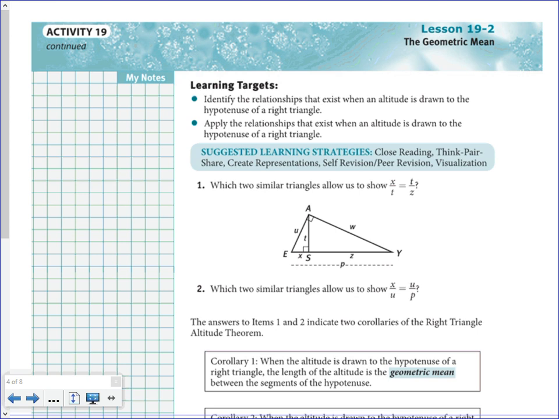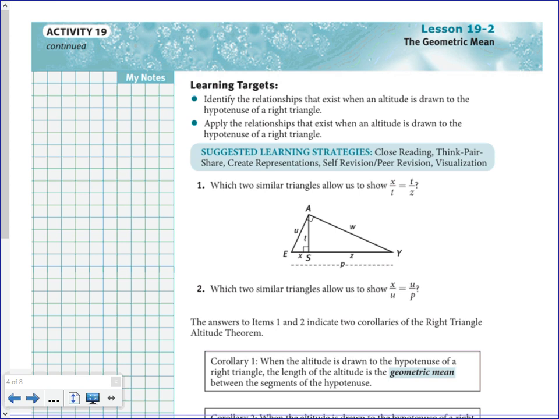All right, so today we're going to be looking at lesson 19.2, dealing with the geometric mean. So this is a continuation of what we looked at in the previous lesson, but this is going to show us a slightly different way to work through these problems. You may prefer drawing the three triangles like we did in the lesson previously, and if you like that method, you're welcome to continue doing that method.